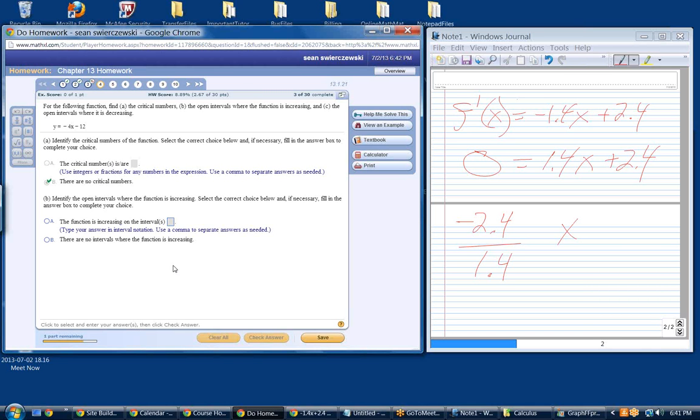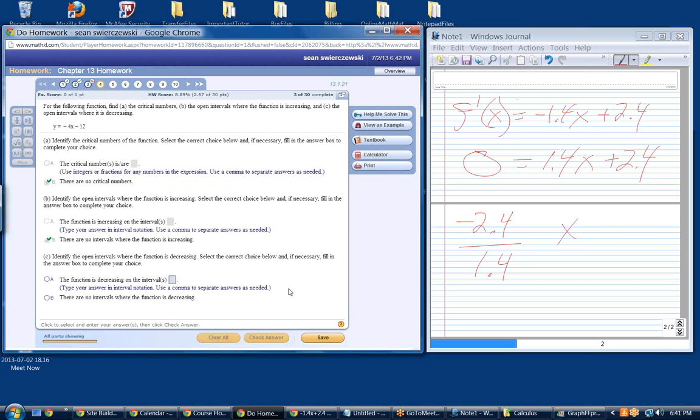Okay, identify the open intervals where the function is increasing. There are none. Okay. And the interval where it is decreasing would be negative infinity to infinity. Yep. Number 5.